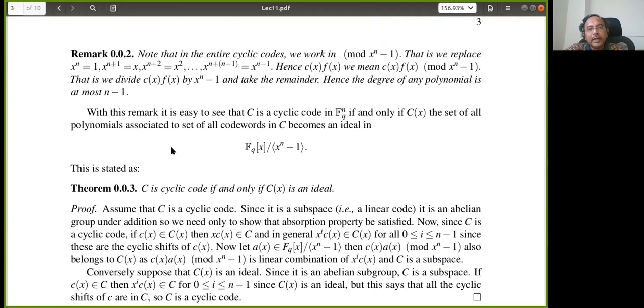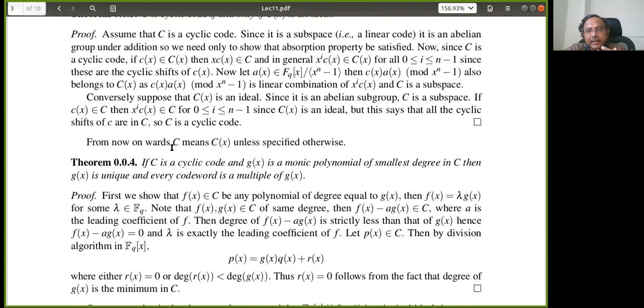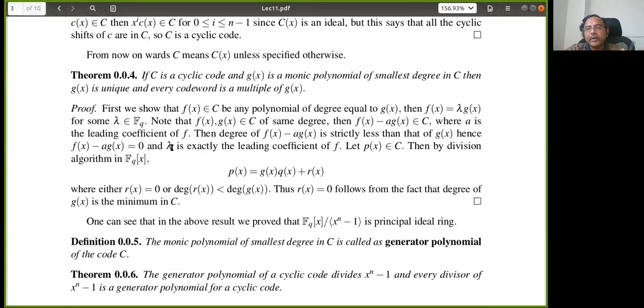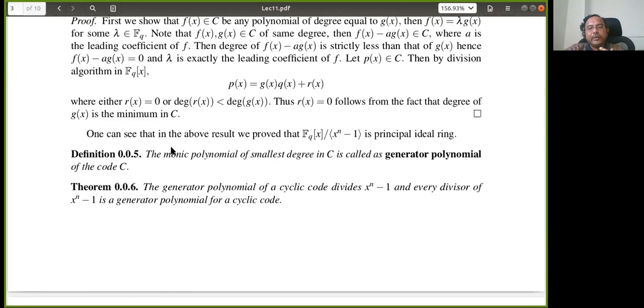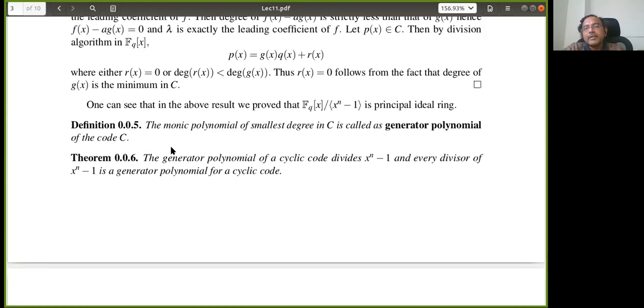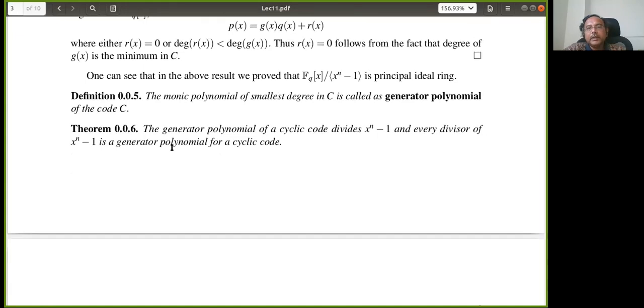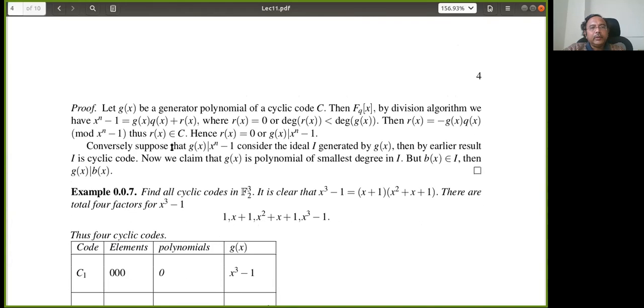But now luckily this theorem is telling us that that polynomial divides x power n minus 1. So it is sufficient to look at that. In order to find a cyclic code, it is sufficient to check the divisors of x power n minus 1. So that also answers how many cyclic codes there are. Whatever may be the k, the number of cyclic codes is equal to the number of divisors of x power n minus 1. This is what this theorem is telling. Okay, so this is what I mentioned here.